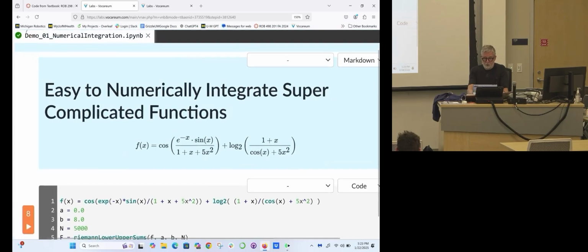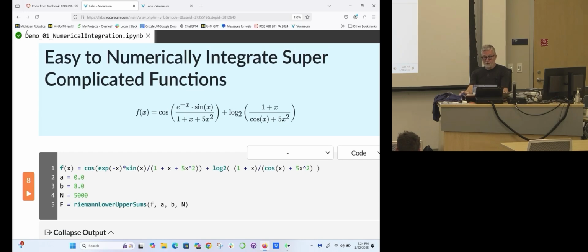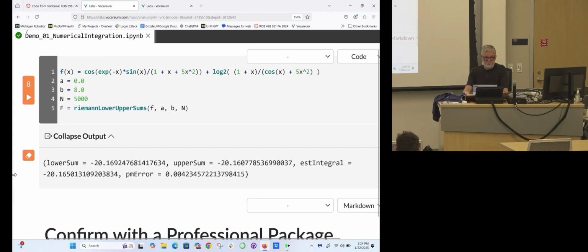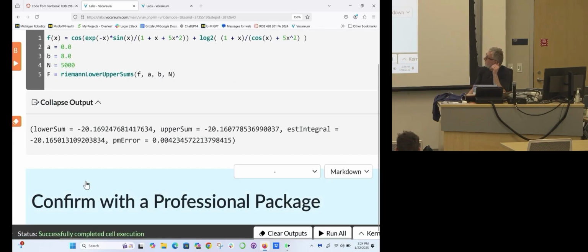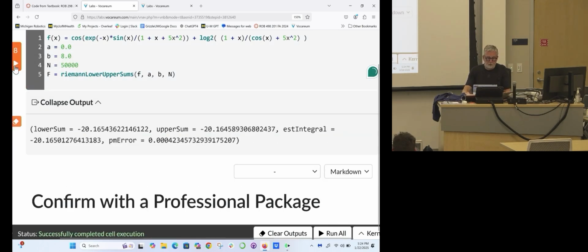Now, the most important part of having numerical techniques is that you can integrate super complicated functions. Once again, another function that would not work out with math 116 techniques. But here we get the lower sum and the upper sum and the estimated integral, and the plus minus error is 4 times 10 to the minus 3. And you can increase that even to 50,000, though it's kind of crazy, right? Who cares? That's how fast Julia is, and then you get another decimal point on that.